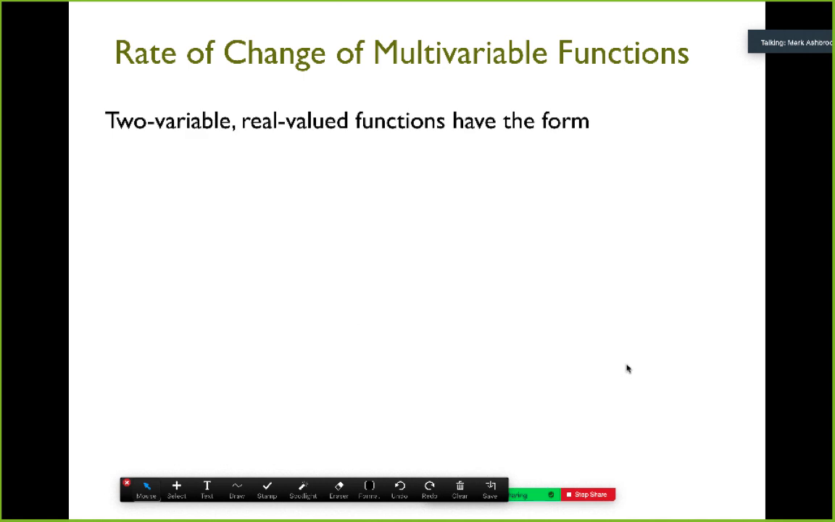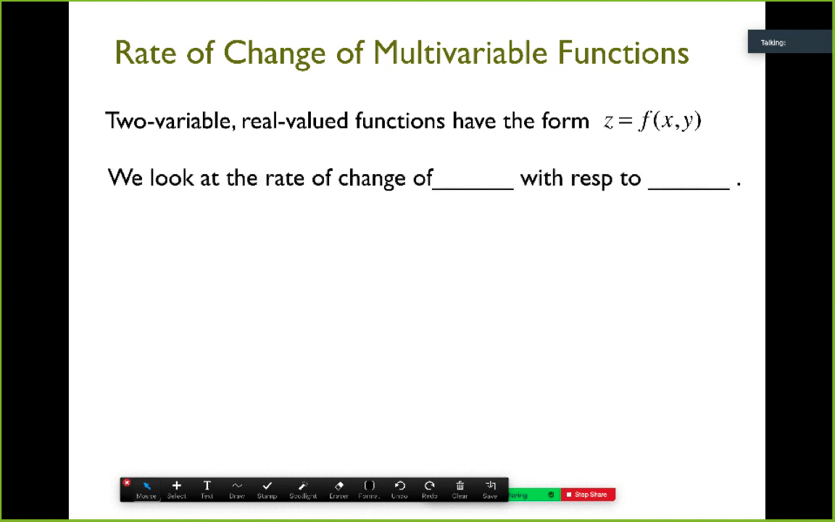So for a two-variable real-valued function that has the form z equals f of x, y, in terms of the variables x, y, and z, we would be looking at the rate of change of what with respect to what? The rate of change of z with respect to x and y. So we look at the rate of change of the dependent variable with respect to the independent variables.